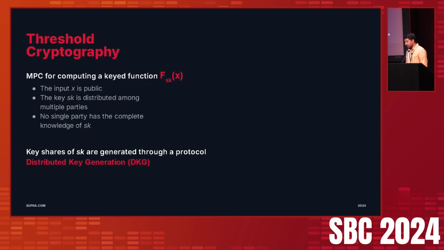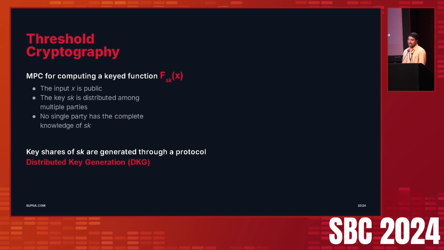So for all these mechanisms, we can think of threshold cryptography as a special case of multi-party computation, where we are trying to compute a keyed function, f of x, keyed with a certain secret key sk. But this secret key is distributed over many parties, and no single party has complete information of this sk.